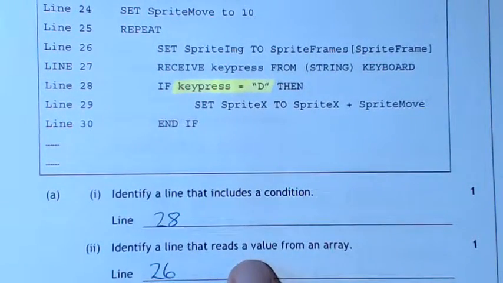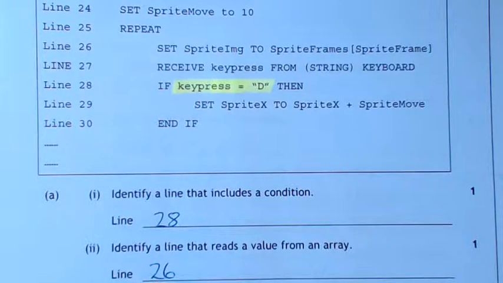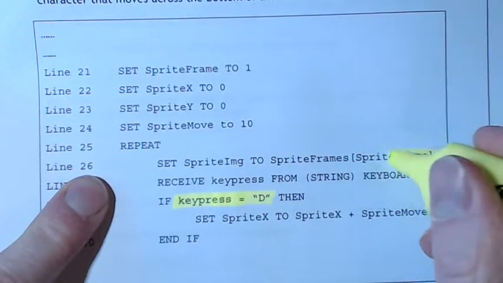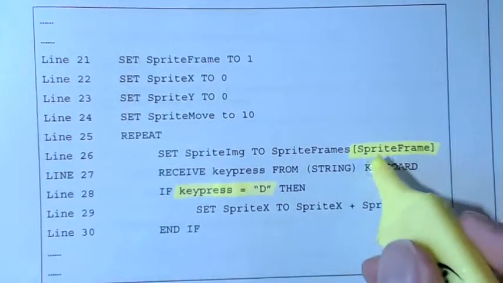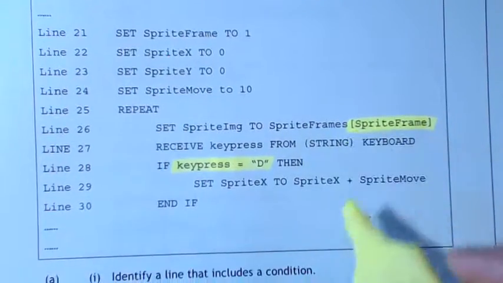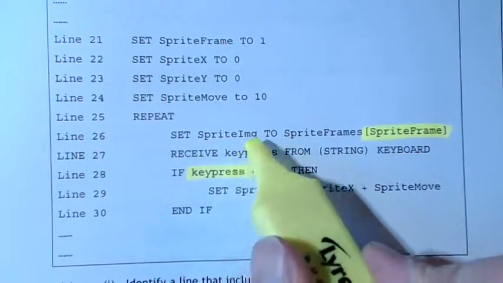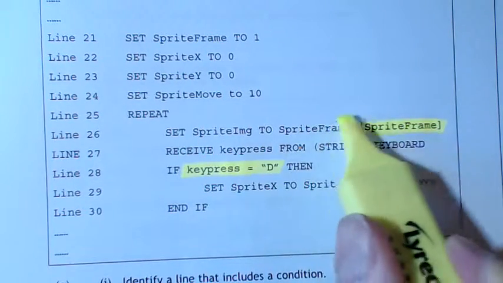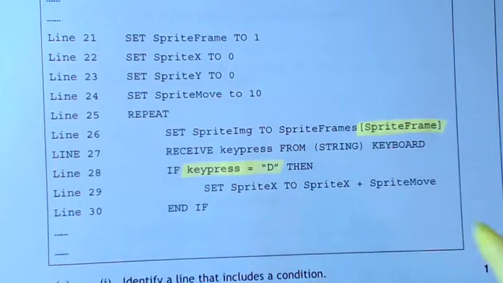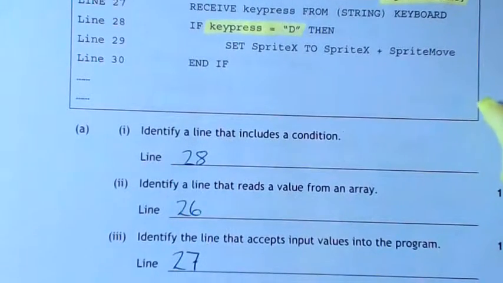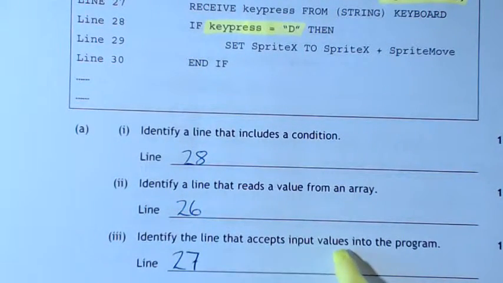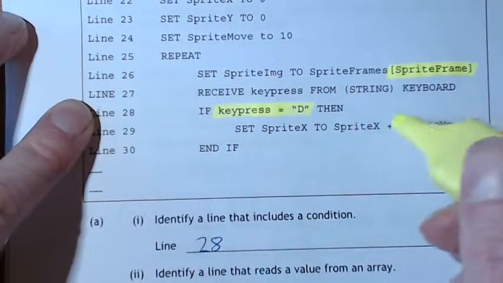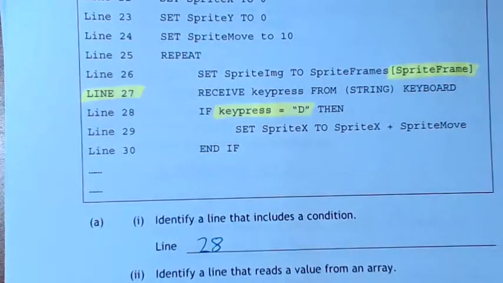If we then look for a line that contains a value from an array, arrays have the square brackets with some information in them. So that is line 26. What actually happens is the value in this variable is equal to the value in this element of the sprite frames array. And the next one is which line accepts input values into the program. To accept an input value, you're receiving data from a keyboard, which is line 27.